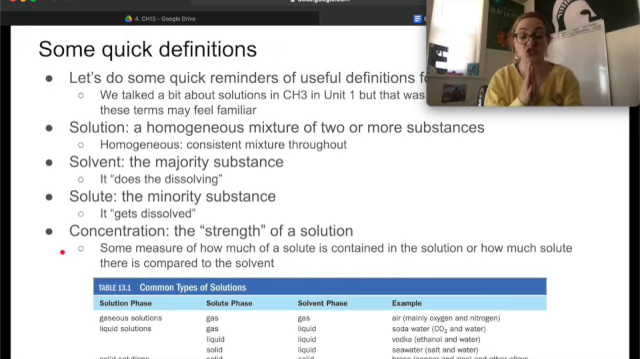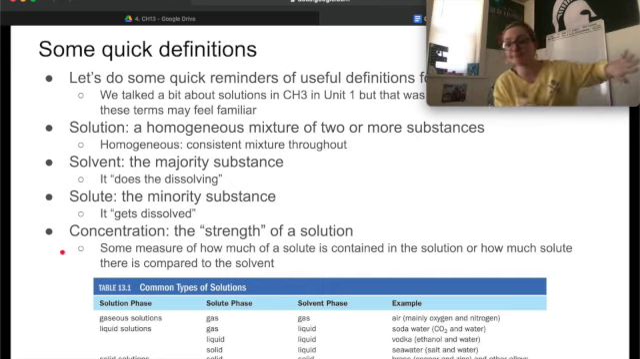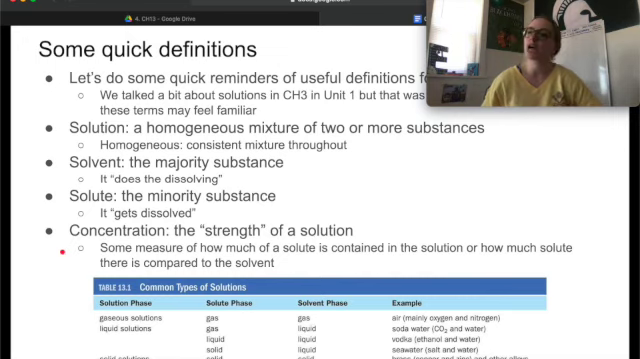For the rest of this chapter and for the rest of the time in our class, I am going to be using the words solute and solvent and solution. So you should become very familiar with those terms and make sure you keep solute and solvent straight. So the last kind of quick definition that we need to get out of our way is concentration.